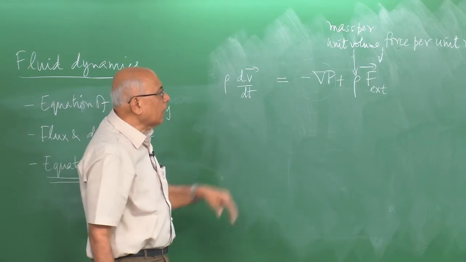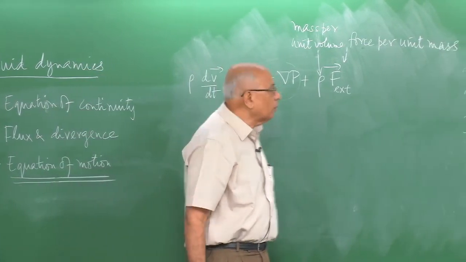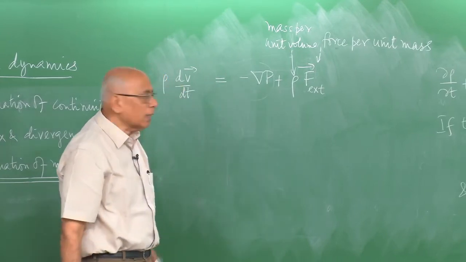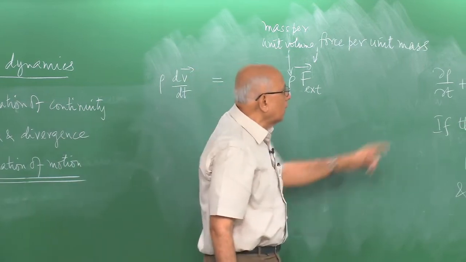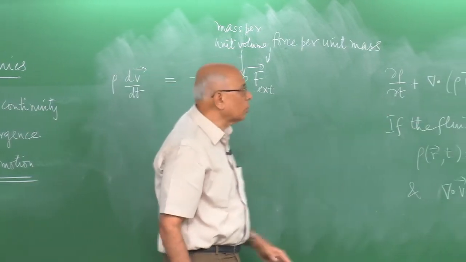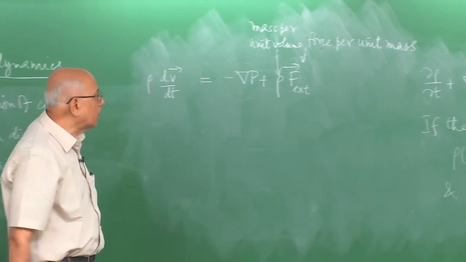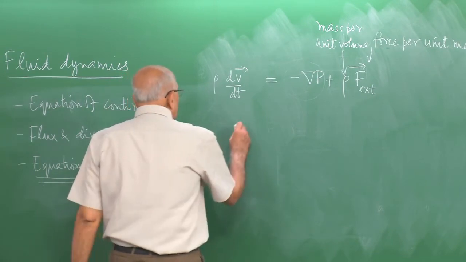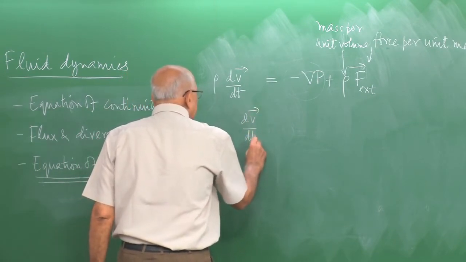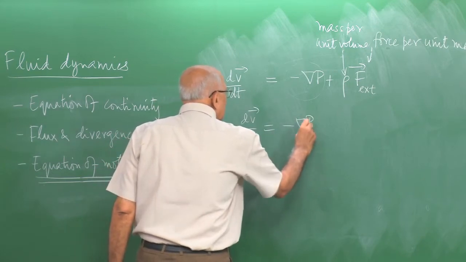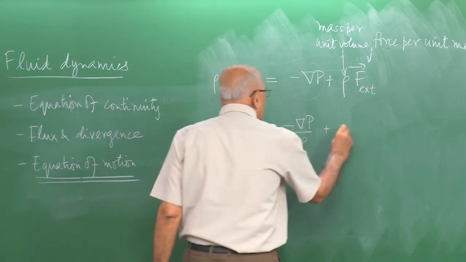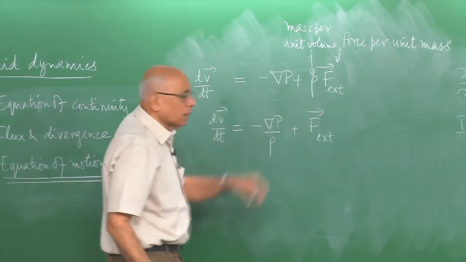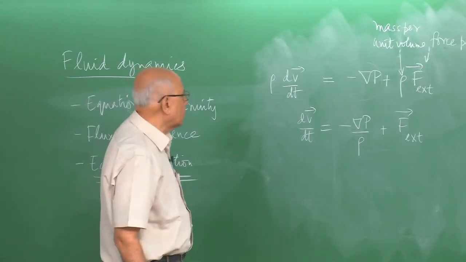But remember, rho and v are connected by the equation of continuity. So, in some sense, this equation gives you the dynamics, it is Newton's second law, and this gives you the conservation of mass. So, together these equations are supposed to determine rho and v. One can divide by rho and write this immediately as dV over dt equals minus gradient of P divided by rho plus F external, where remember F external is the force per unit mass on the fluid here.